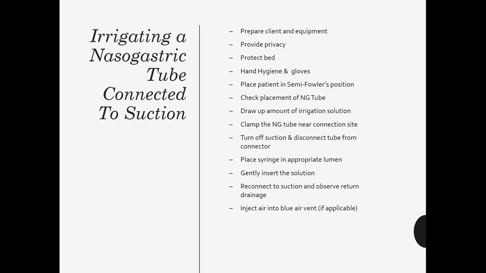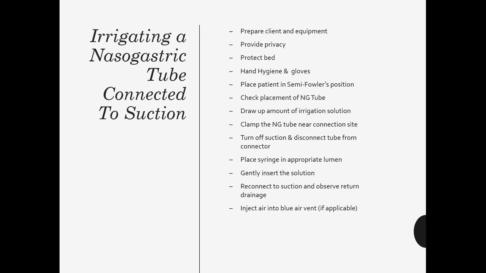Draw up the amount of the irrigation solution. So it should be like 30 milliliters to 60 milliliters, depending on what you need and if the patient's on a fluid restriction or anything. And then you're going to clamp the NG tube near the connection site, or just unhook it from the suction, turn off suction and disconnect the tube from the connector.